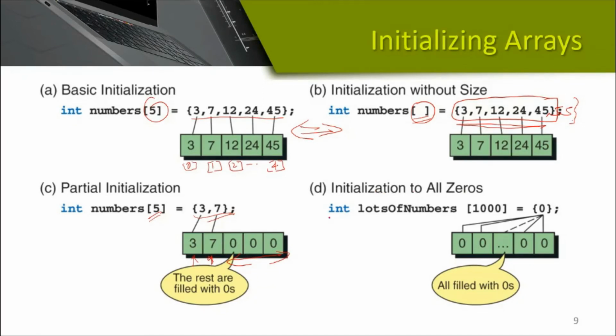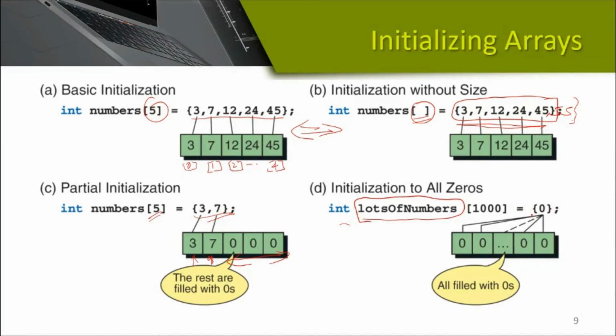Now there is a possibility of initializing all the values to zeros. So suppose int lots_of_numbers. So this is the name, lots_of_numbers. Then the size is given as 1000. We may not be able to type down all the 1000 numbers. Instead, what we need is all the locations to be filled with zeros. So for that, what we do is we put a single 0 inside the braces.